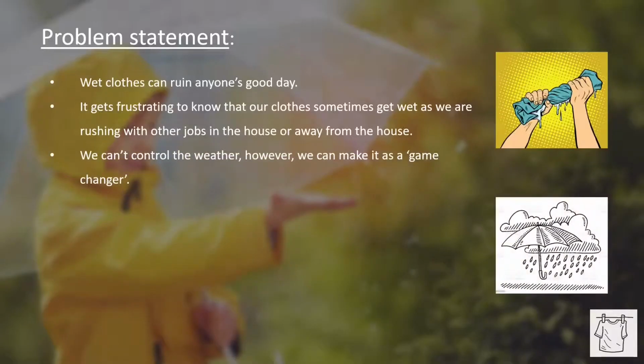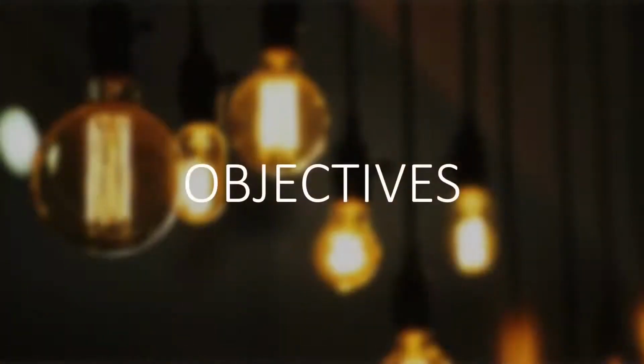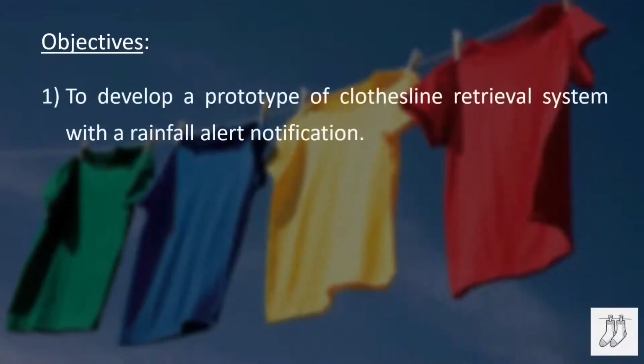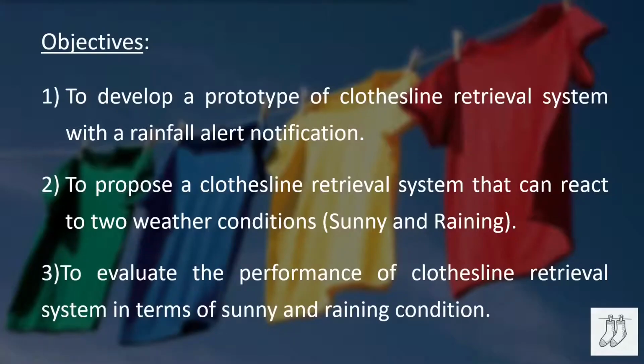We can't control the weather, however, we can make it a game changer. Therefore, a smart and fully automatic clothesline retrieval system with an internet connected feature that can assist with monitoring and keeping our clothes dry will be developed in this project. So let's move on to the objectives and what we're about to achieve. We're going to develop a prototype of a clothesline retrieval system with a rainfall alert notification, so we can receive the notification on our phones. The next thing is to propose a clothesline retrieval system that can react to two weather conditions, which are sunny and raining, and to evaluate the performance of the system in sunny and raining conditions.